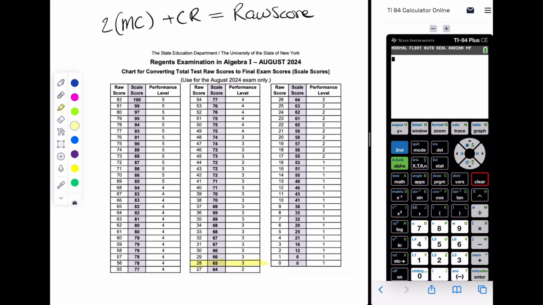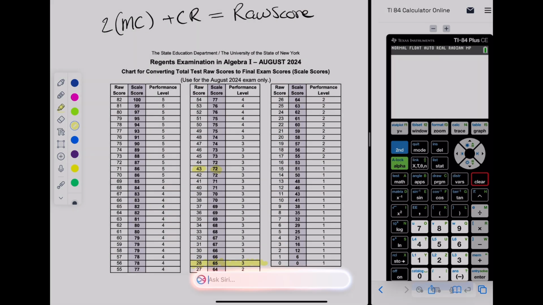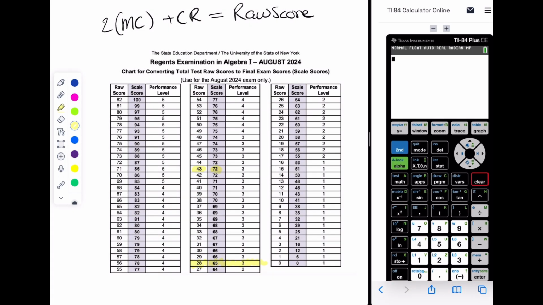So that's how you would use this. Let's say you ended up having 43 points. You would look here and you would figure out, oh, that means I would have a 72 on the Regents itself. So I'm going to just note the cutoffs. Between a 3 and a 4, you need at least 49 points. And for a 5, you needed 69 points. Now altogether there are 82 points throughout the entire test, and that's what you're adding up.